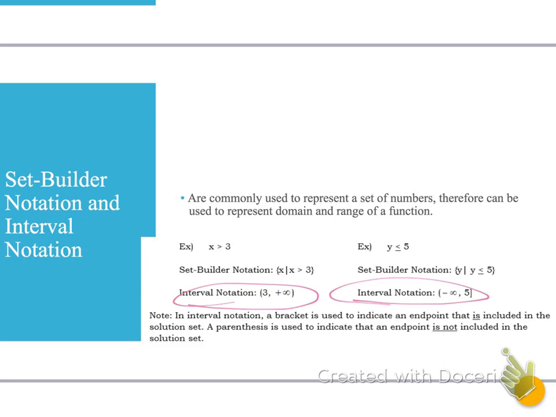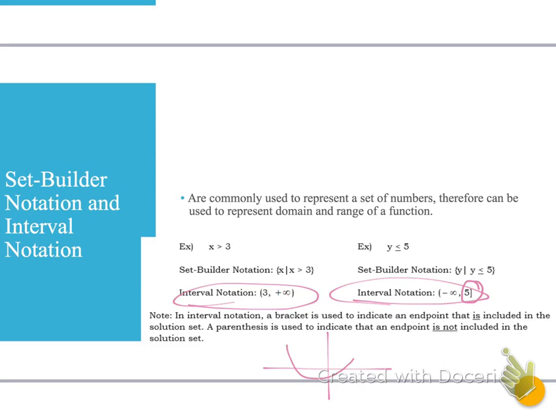Okay, in interval notation, a bracket is used to indicate an endpoint or a closed dot or something that it is running into that is included in the solution set. Okay, so this 5 here is a bracket, which means it would be a closed dot or going through that point. A set of parentheses indicates that an endpoint is not included in the solution set. So it is either an open dot, it is going very, very close to that number, or it's an infinity sign. Okay, my infinity signs.